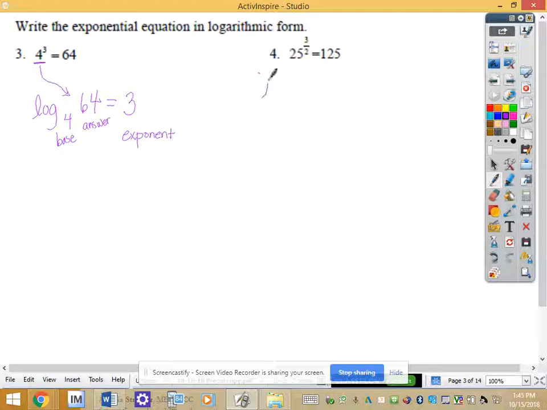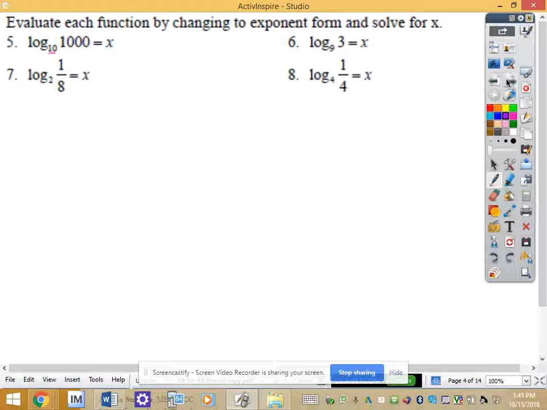The next one is log of base 25, because 25 is the base of my exponent. My answer is 125, and that is equal to my exponent, which is 3/2. Continuing on, the thing that people most often forget is to put these into exponent form and solve them.